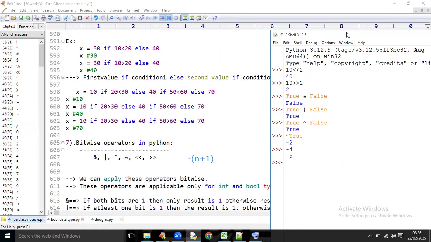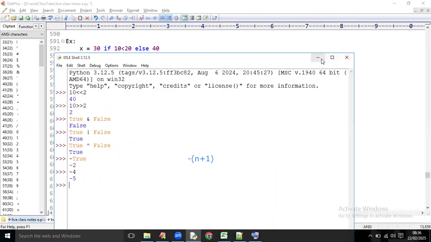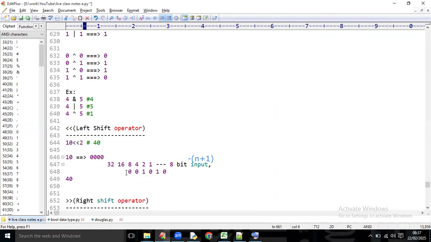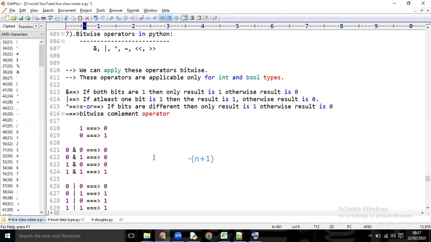Today we have discussed bitwise operators. In bitwise operators, we have these operators: and, or, caret, negation or complement, left shift and right shift. The first rule is that we can apply these operators bitwise, which means each bit is operated on. Here 0 is 1 bit, another 0 is 1 bit, 1 is 1 bit. Bit by bit it will take, that's why it is called a bitwise operator.